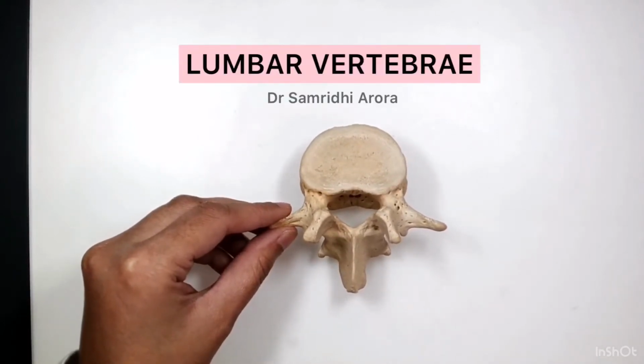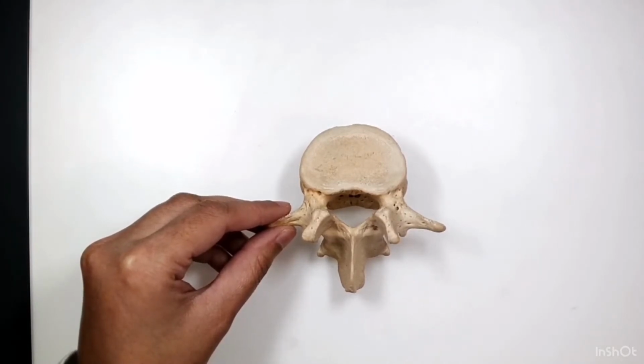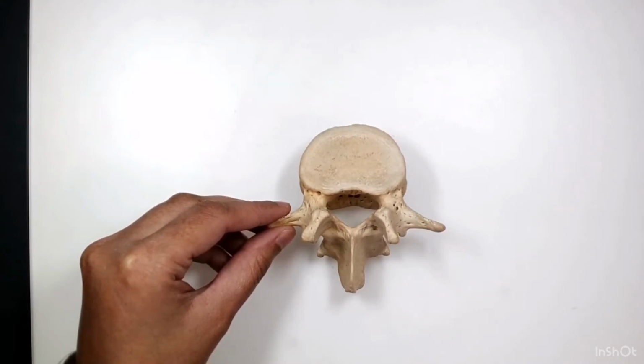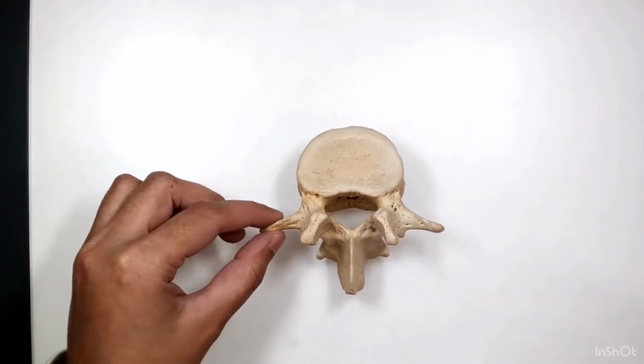Today we'll start with a demonstration of lumbar vertebra. There are 5 lumbar vertebrae in our body, out of which the first 4 are typical and the 5th lumbar vertebra is atypical. Before starting with the demonstration of lumbar vertebra, we should know the key point differences between the cervical vertebra, thoracic vertebra and lumbar vertebra.